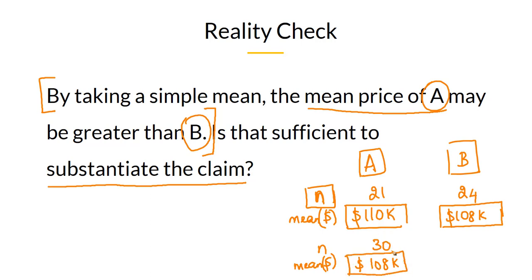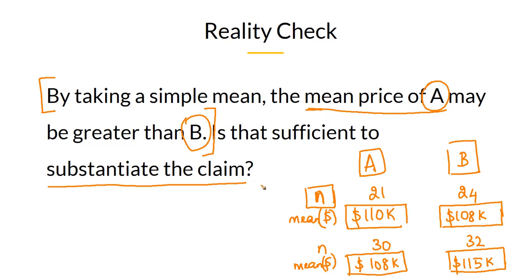If the remaining 9 houses that we surveyed have a lower price, then there's a very good chance that 110K turned to 108K. Likewise, say you do some more sampling for locality B, and you find that the mean house price changes to 115K. This is also very much possible. So making a claim just based on the mean of the data sample that you have might not always be sufficient to conclude on that claim.